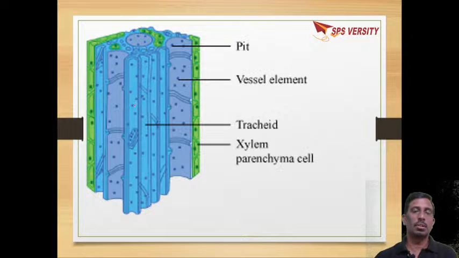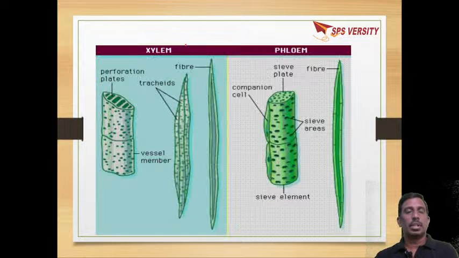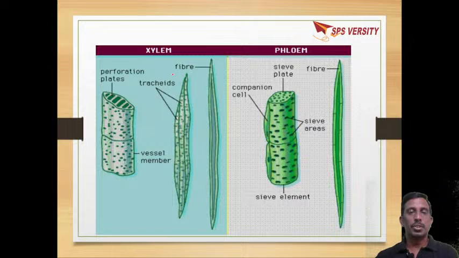So what you are seeing, this is xylem. Tracheids, vessel elements which are broader than tracheids, xylem parenchyma which are living cells having nucleus and which are connected by pits. Along with xylem, there are xylem fibers which give mechanical support. So this is the end plate of xylem which is having perforations. A vessel member से उसके end plates में perforations रहते.